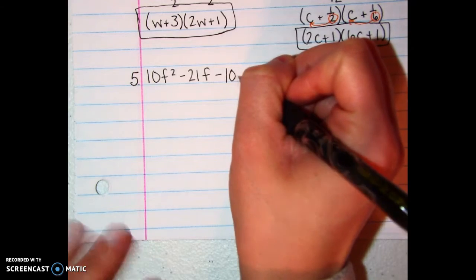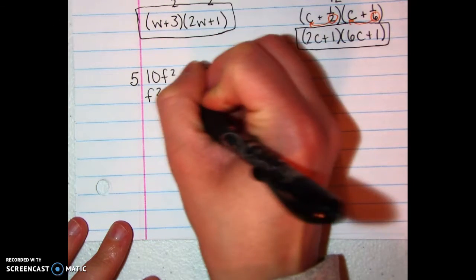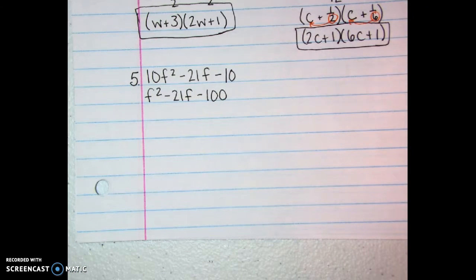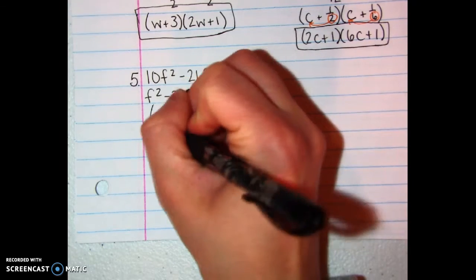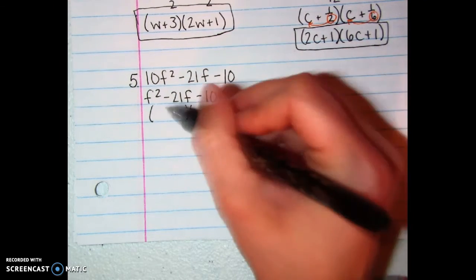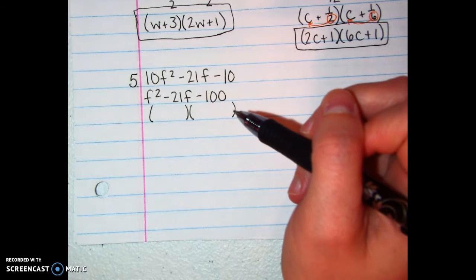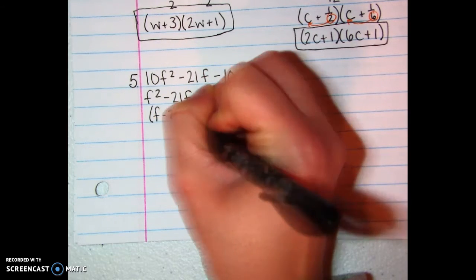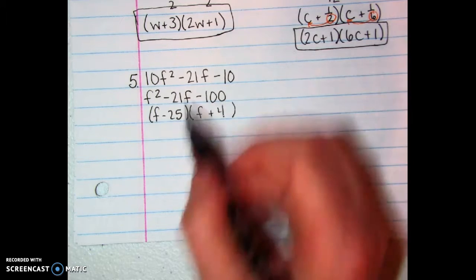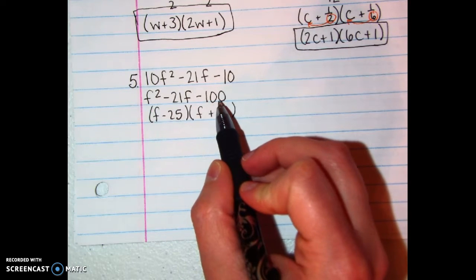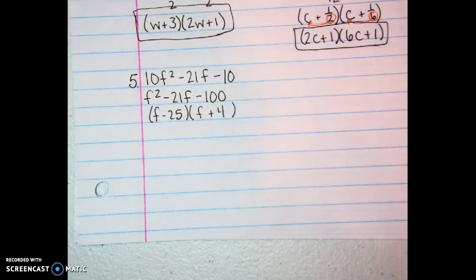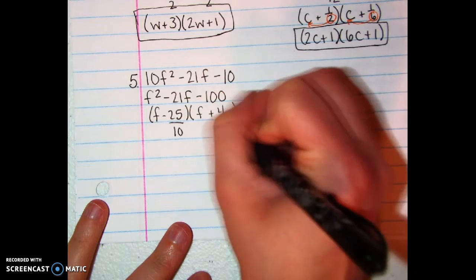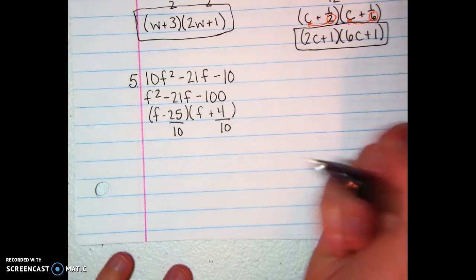10 times 10 is 100, so now this is f squared minus 21f minus 100. This is minus minus, so I need one of each. Hopefully you got it to be f minus 25 and f plus 4. Negative 25 times 4 is negative 100. Negative 25 plus 4 is negative 21. I'm now going to divide both numbers by 10. And I need to reduce the fractions.